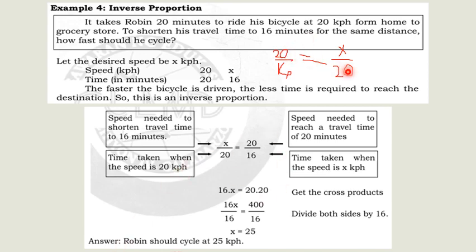So, 20 times 20 is 400. 16 times x is 16x. So, ngayon, anong katabi ng x? 16. So, si 16 natin siya ipag-divide. So, 16 divided by 16 is 1. Cancel na to. 400 divided by 16 is 25. So, ibig sabihin, si Robin, kailangan niya magbike sa bilis na 25 kilometers per hour. So, para 16 minutes lang ang kanyang tatakbuhin. So, inverse, magkabaliktad.